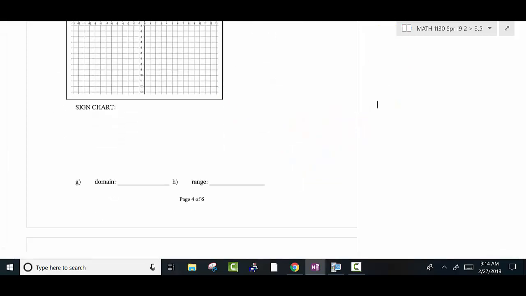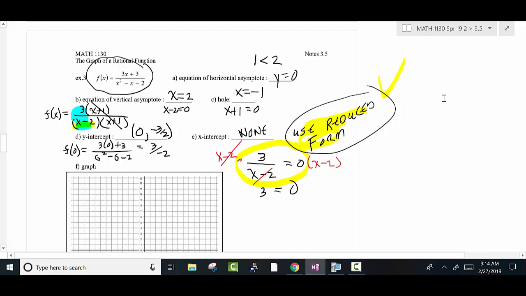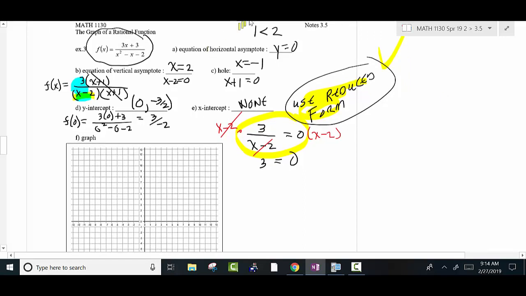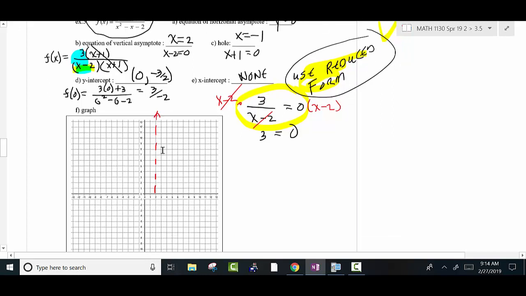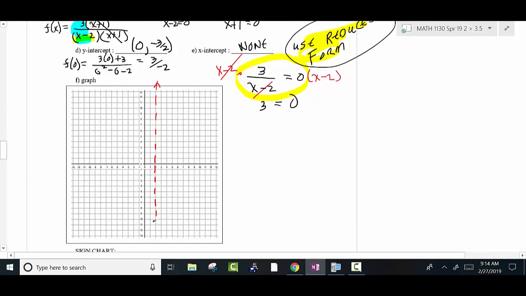All right, so here's what we're going to do next to put this together. I'll have you put your asymptotes on there. We always want to start there. So we had a vertical asymptote at x equals 2. You want to go ahead and get that sketched. And then we had a horizontal asymptote at y equals 0. And then we had a y-intercept, but we didn't have an x-intercept.